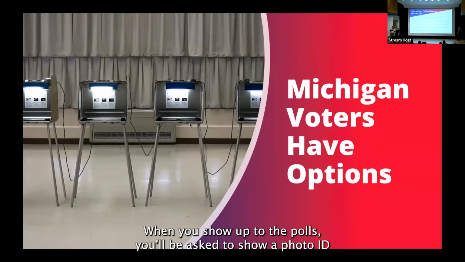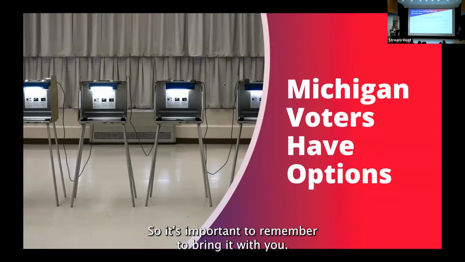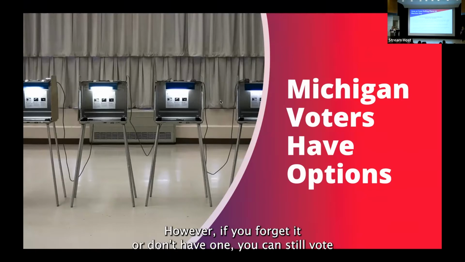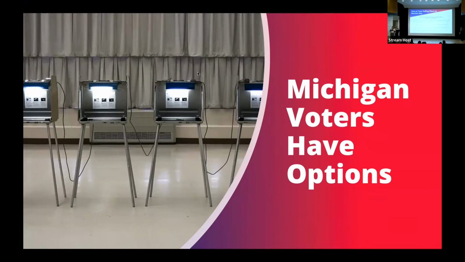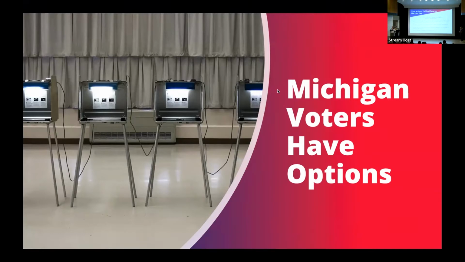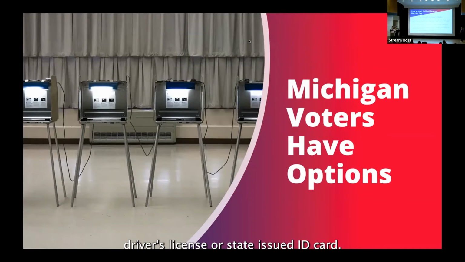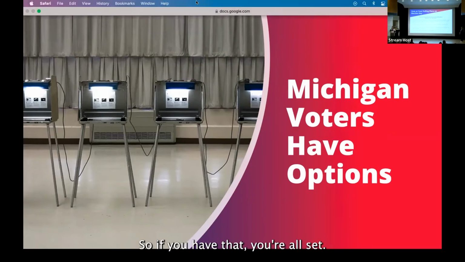When you show up to the polls, you'll be asked to show a photo ID when you vote in person. So it's important to remember to bring it with you. However, if you forget it or don't have one, you can still vote. Without a photo ID, a poll worker will ask you to sign an affidavit stating that you are not in possession of an ID. Once you do that, you will be issued a ballot as normal. Some acceptable forms of ID include your Michigan driver's license or state issued ID card. So if you have that, you're all set.